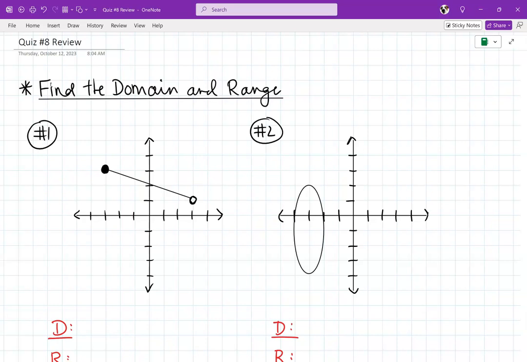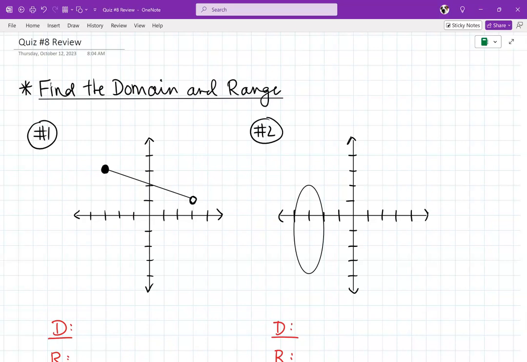Remember, domain is all the values that x covers, right? And the range is all the values that y covers. But the way I told you to think about it is for domain, think of how far to the left it goes, how far to the right it goes, in that order, okay, left to right. And then for range, it's how low does it go to how high does it go.